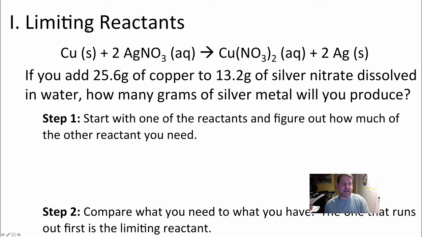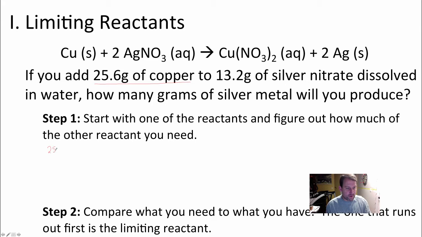So again, all I've done here is get rid of that description at the top, and we have the same balanced equation right here. And we have the same numbers, 25.6 grams of copper and 13.6 grams of silver nitrate. So step one says, start with one of these two reactants. It doesn't matter which one you start with. Say for example, we're going to start with 25.6 grams of copper. We need to figure out, if we have this much copper, how much silver nitrate we will need to use it all up. Then we compare how much we need to how much we have and figure out which one runs out first. All right, let's do this and see what happens.